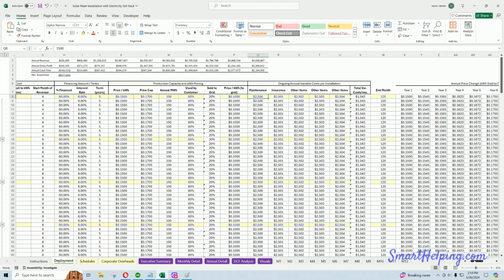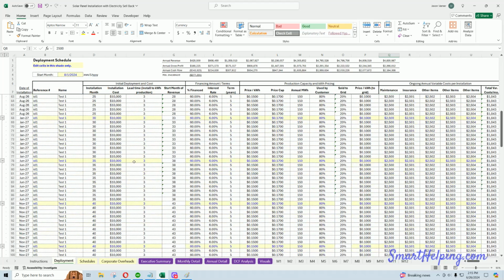So that's the general deployment schedule, how it works. You can put any start month in here. Just make sure it's always the first day of whatever month and year you're putting. But this is not super specific like in my other models. It's a little bit more strict. This is looser because the whole model is just based on month numbers.